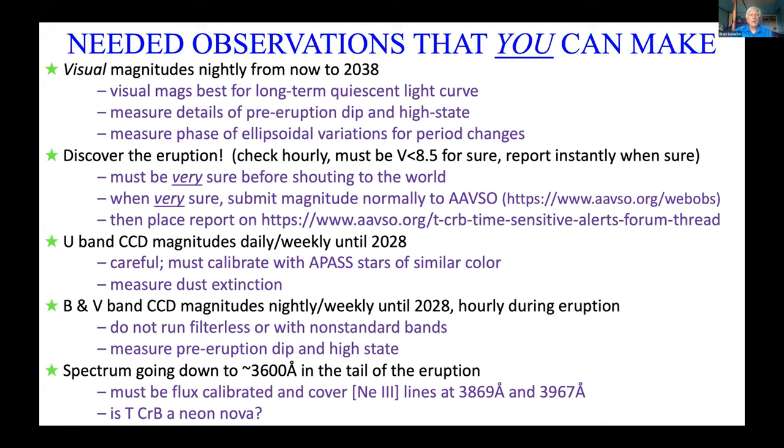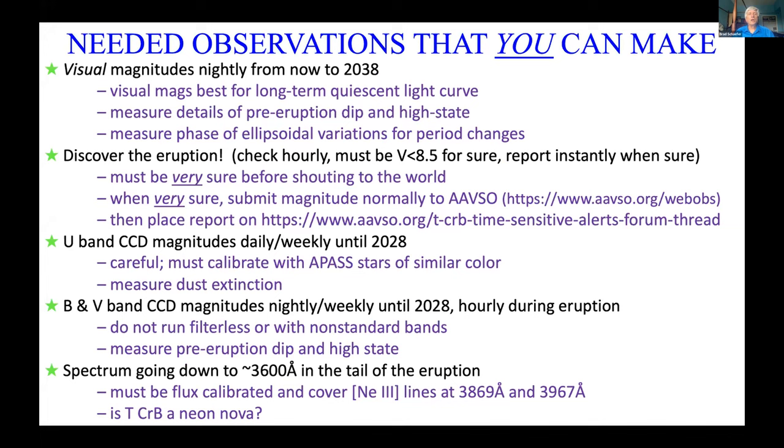So let me itemize observations that you can make that are going to address these big time questions. You can do it with your small telescope out in your backyard. Okay, first and foremost, the bedrock of T CrB knowledge is we need a visual light curve. We got to have this continuing on and ongoing. This light curve is going to show you, for example, from now on, the pre-eruption dip. And after the eruption, it's going to show you the high state. And it's going to show you what the long-term quiescent light curve is so that you can go off and measure ellipsoidal variations.